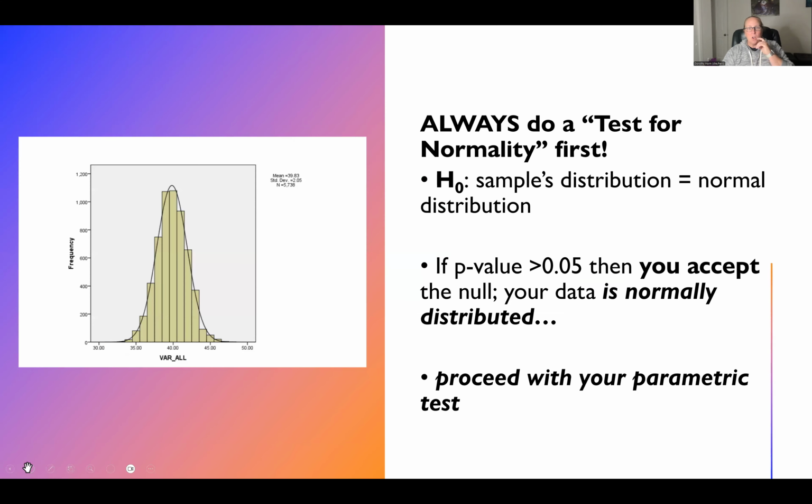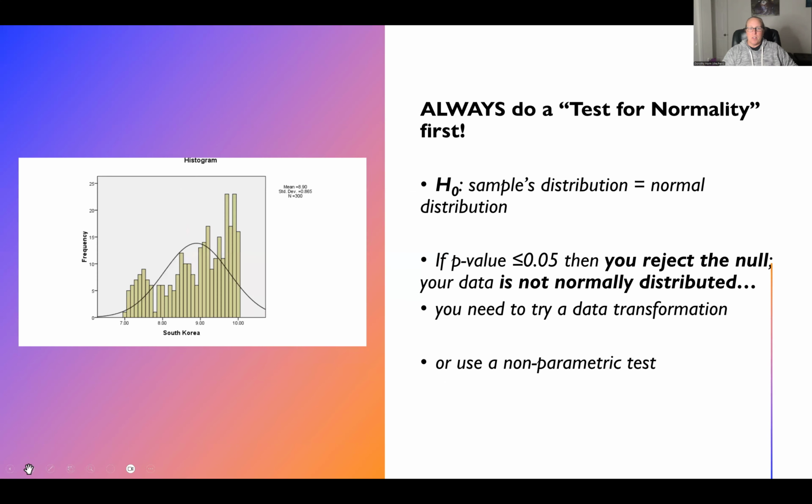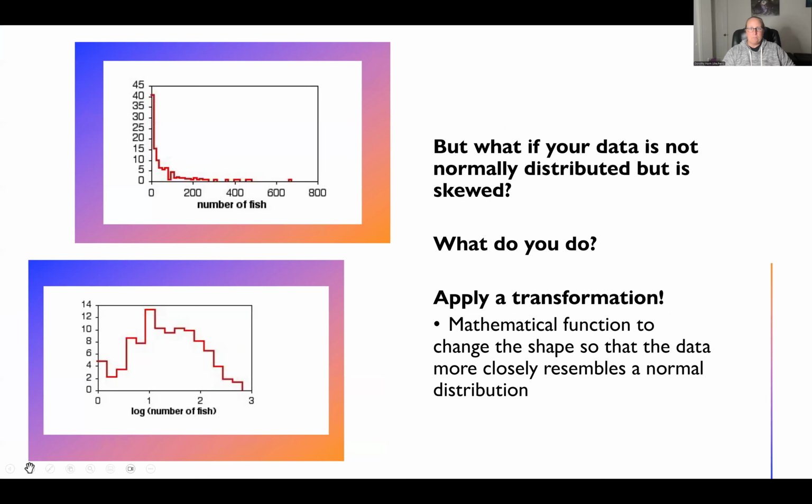You always, always, always do a test for normality. Even if you make a histogram and it looks like this, always test for normality. You have to report it in order to proceed with that parametric test. You cannot go forward without doing that test for normality. If you don't, and you end up with some statistics and someone asks you, was your data normally distributed? And you go, you have to start all over again.